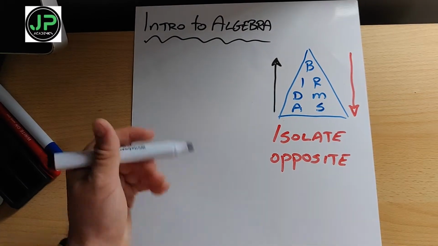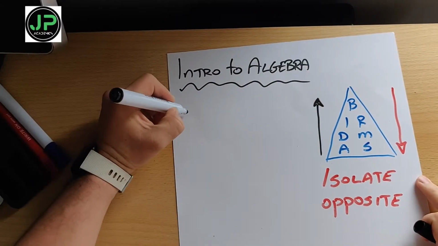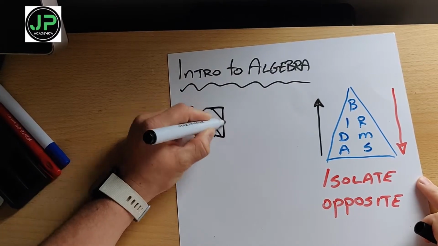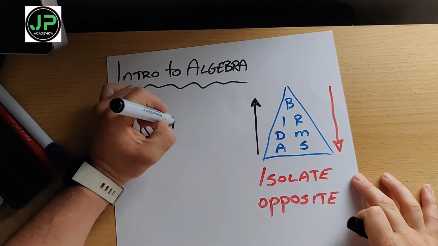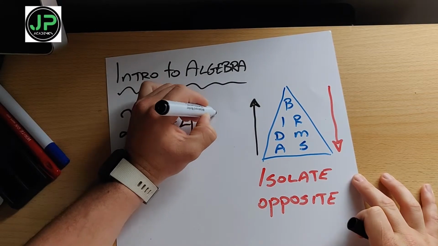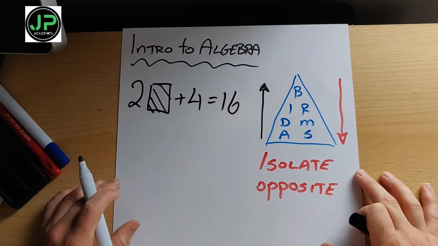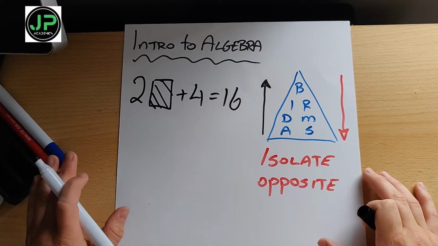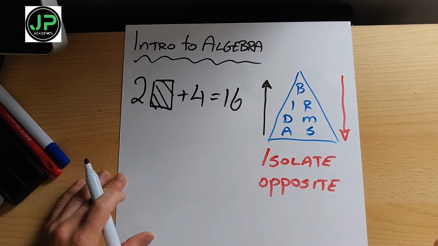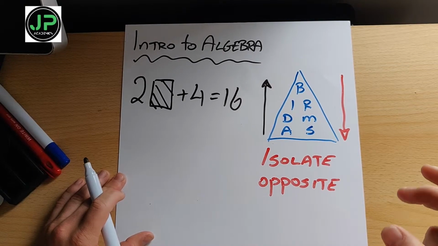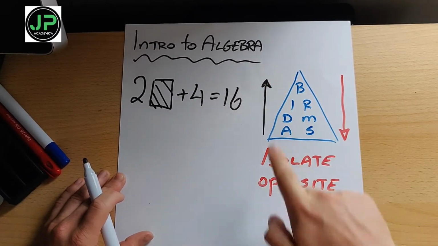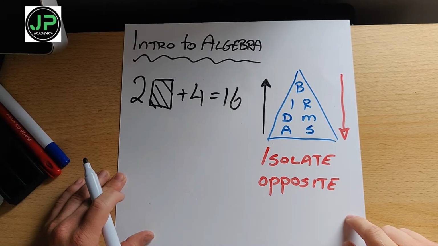Now one last example. What if we have two black boxes plus 4 equals 16? This is going to be a lot more complicated than what we did in the last example, so a lot more thought goes into it. But it's just using the exact same concept from BODMAS, going up the pyramid when you're trying to solve.